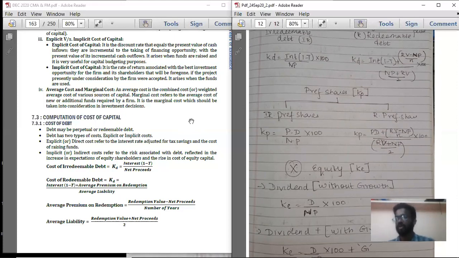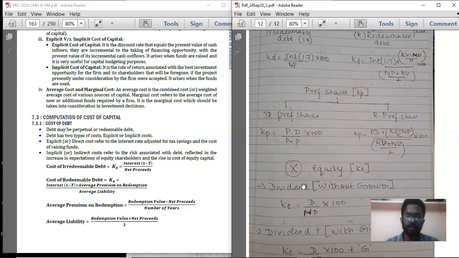So simple. Whatever preference dividend you are paying, divided by net proceeds. For example, you are issuing preference share capital of 100 shares of 100 each, that is 10,000 rupees, and there is 1% floating cost. Out of 100 rupees, 1% is 1 rupee, so you should minus that. Total of 10,000 minus 100, you will get 9,900 as net proceeds. Whatever floating cost you have, you deduct it from the issue price to get net proceeds. So preference dividend divided by net proceeds into 100. That is the cost of preference share capital.